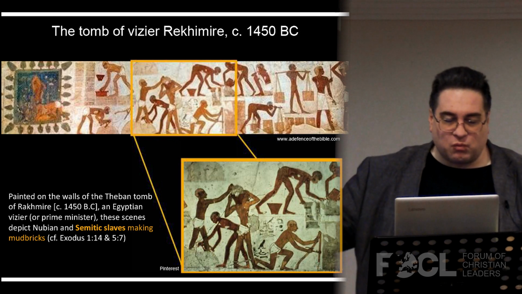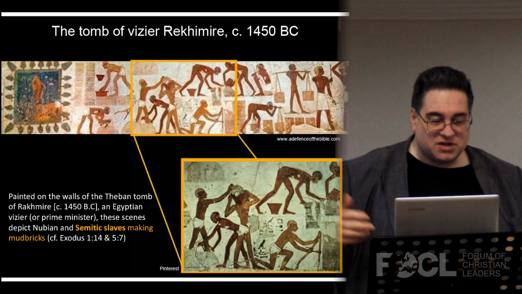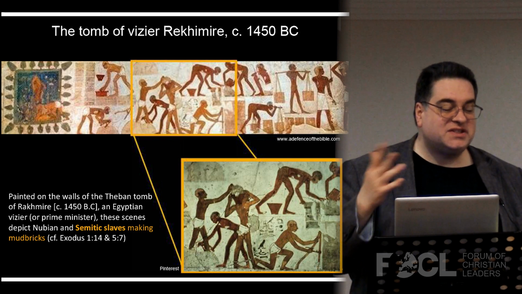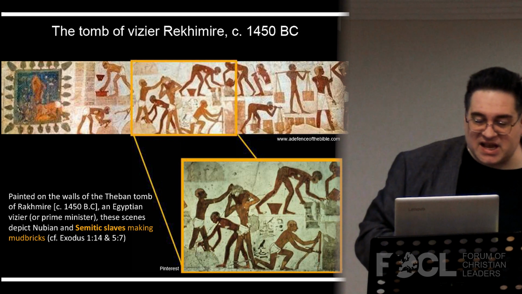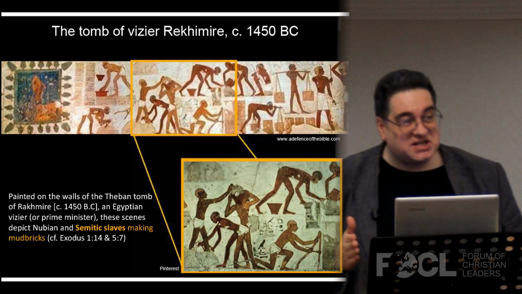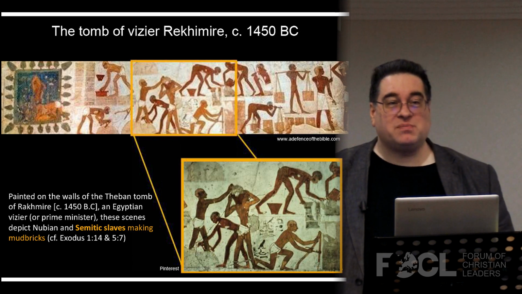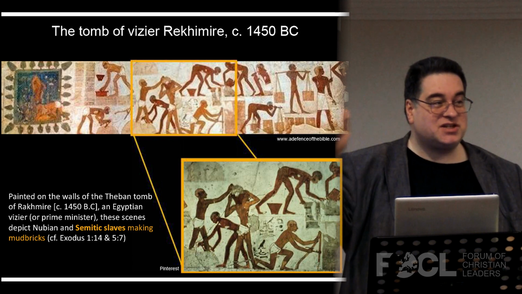It also contains names like Asher, Menhem, and Ishkar, which are the ones all highlighted in red there. And the tomb of Vizier Rechmiah from the middle of the 15th century BC has these wonderful wall paintings in his Theban tomb. Rechmiah was an Egyptian vizier, which means sort of prime minister, basically. And these scenes depict Nubian and Semitic slaves making mud bricks, which, by the way, is exactly the task that Pharaoh sets for the children of Israel when they're slaves, according to the biblical accounts. Have a look at Exodus 1:14 and 5:7.